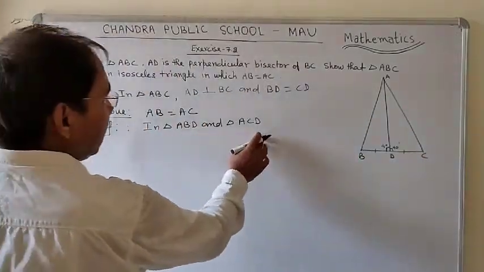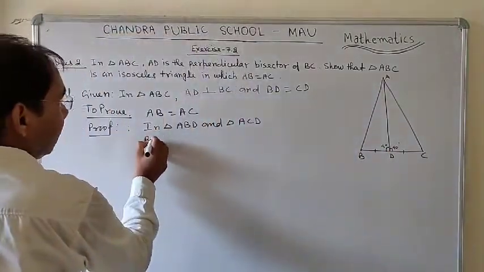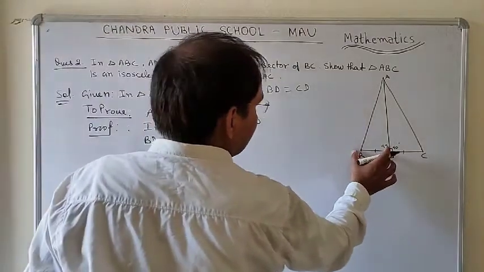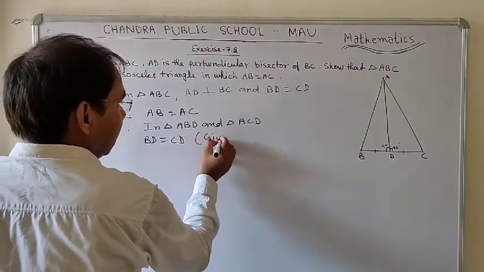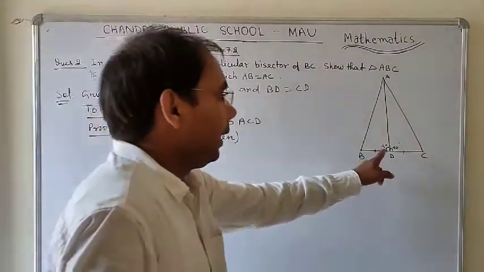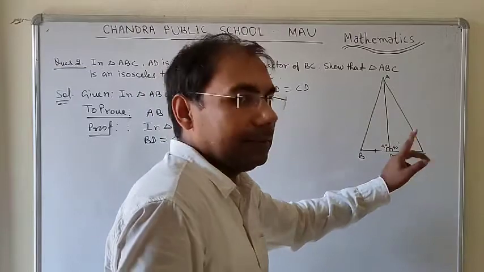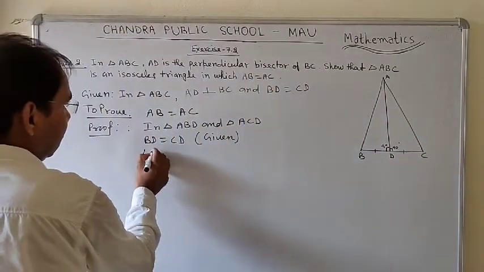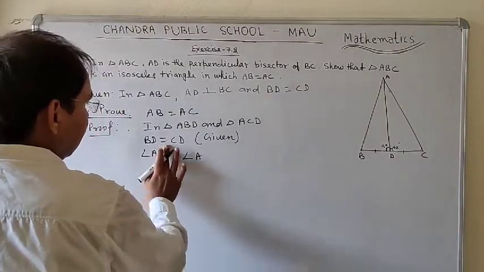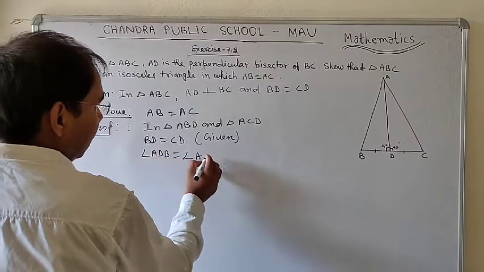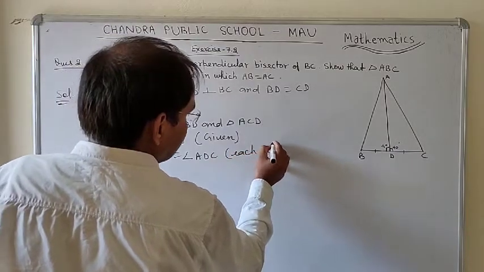So here in triangle ABD and ACD, you can find BD equal to CD. In this triangle BD and in the second triangle CD, both are equal, and it is given in the question. Next, 90 degrees, 90 degrees. In this triangle angle ADB is 90 degrees, in the second triangle angle ADC is 90 degrees. So here you can write angle ADB equal to angle ADC, each 90 degrees.